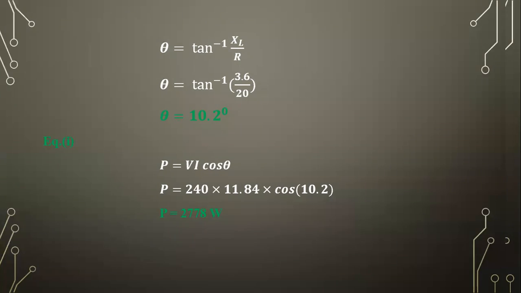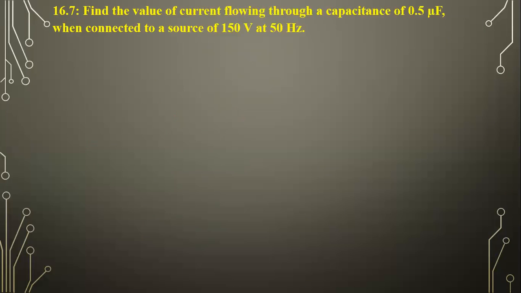16.7. Find the value of current that is flowing through a capacitance of 0.5 microfarad when connected to a source having 150 volt at 50 hertz frequency. In this we have to find the value of current, and this is a pure capacitive circuit where there is a capacitor having capacitance 0.5 microfarad.